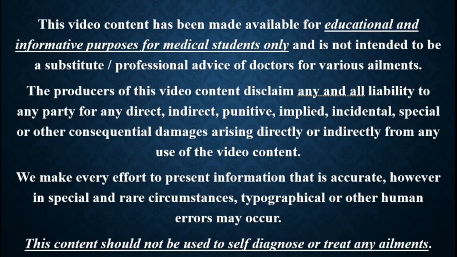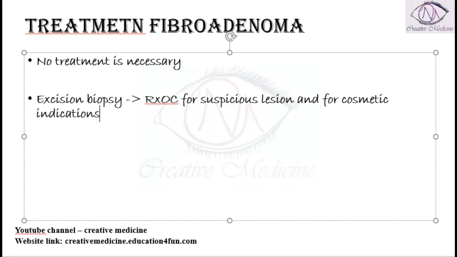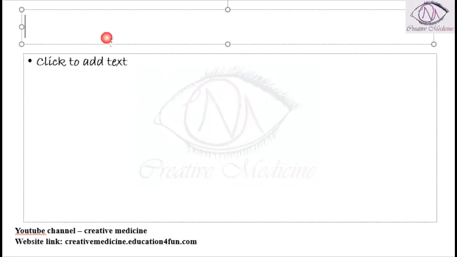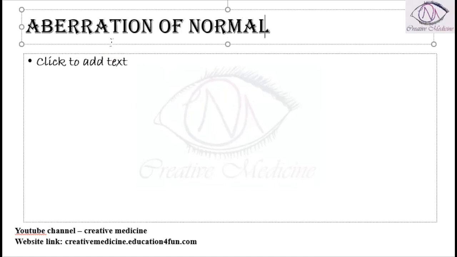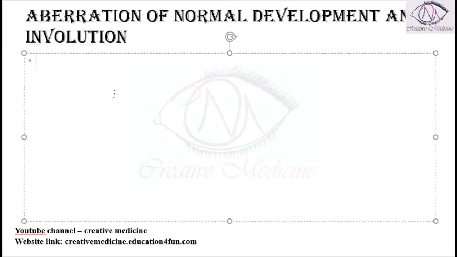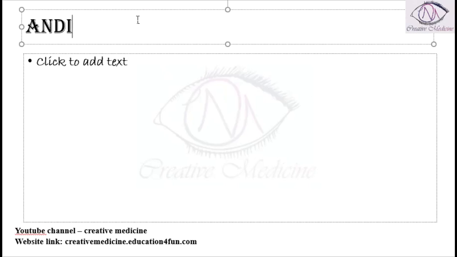In this lecture, we will learn about aberrations of normal development and involution. The aberrations which you see in normal development and involution are called the ANDI classification. According to this ANDI classification, these are some differences which you see in normal development and involution, resulting in different abnormalities.